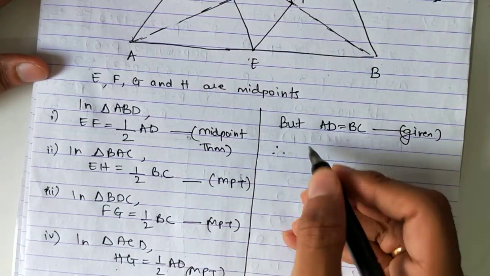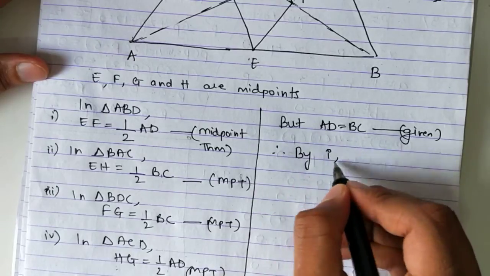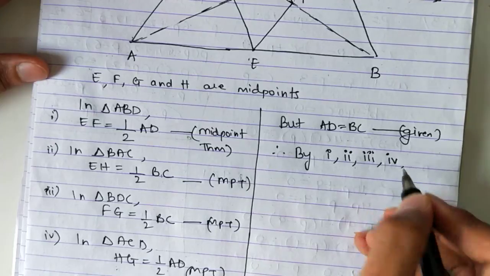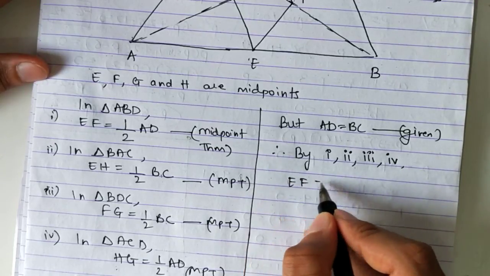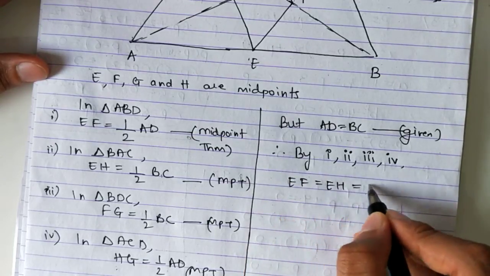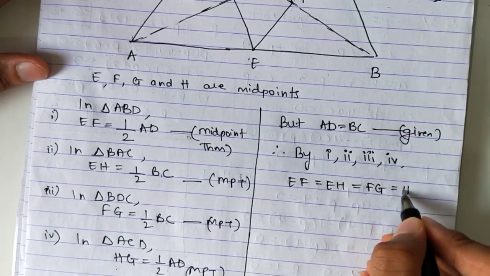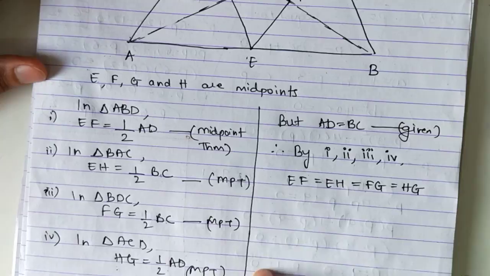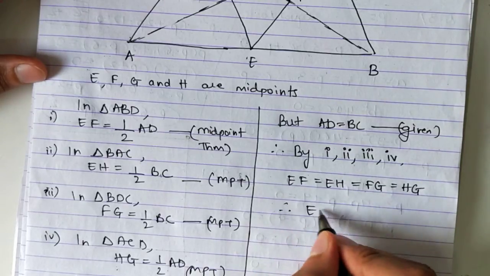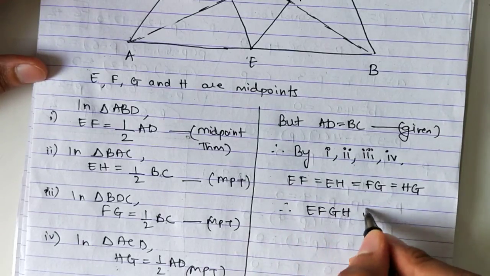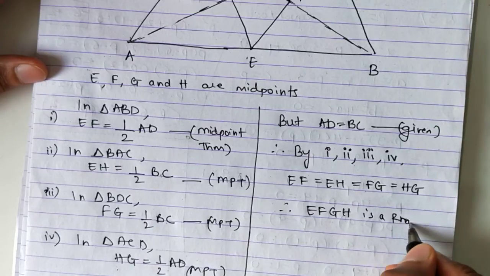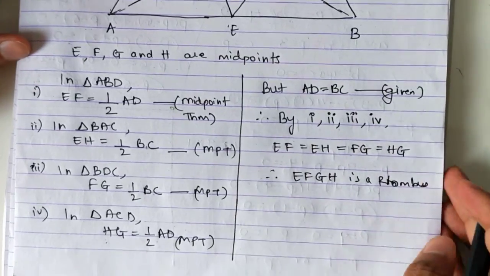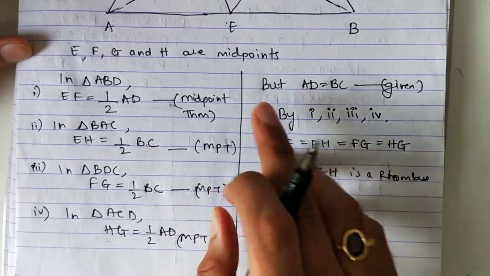Correct? Therefore, by 1, 2, 3 and 4, EF is equal to EH is equal to FG is equal to HG. All four sides are equal. If all four sides are equal, therefore EFGH is a rhombus. Okay? This is how we have to prove it.